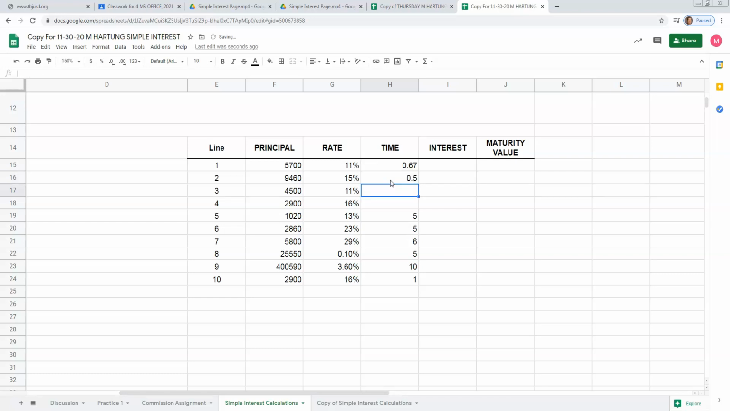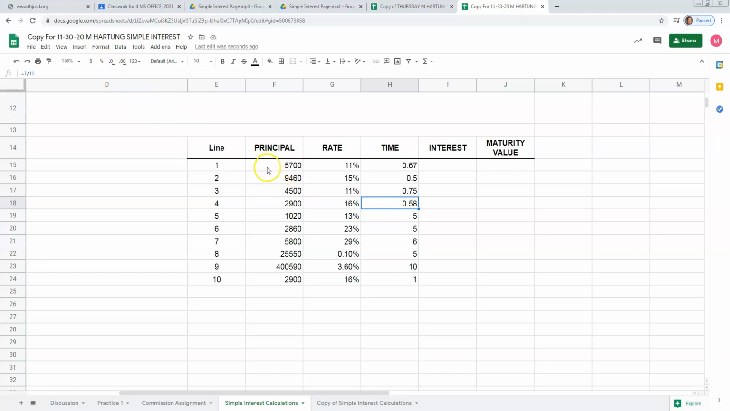Loan number 3 is for 9 months. Equals 9 divided by 12. 9 months divided by 12 months will tell us, as a decimal value, how many years 9 months is equivalent to. And our last one, 7 months. Equals 7 divided by 12.